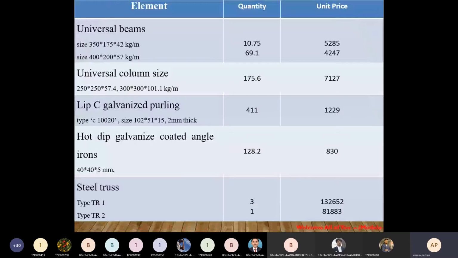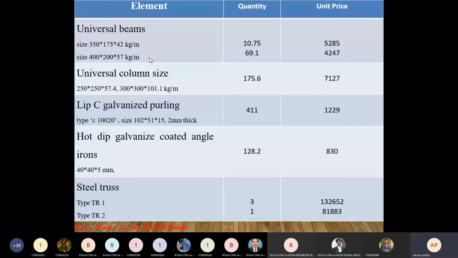Then if you see here, this is the abstract sheet. Okay, and this abstract sheet you will learn in your PP subject. So see here, we have the element, for example, universal beam in the first column. The size of this particular beam is 350 mm by 175, so its weight is 42 kg per meter. Okay, and another size of the universal beam steel members is 400 by 200 mm. The total weight is 57 kg per meter.